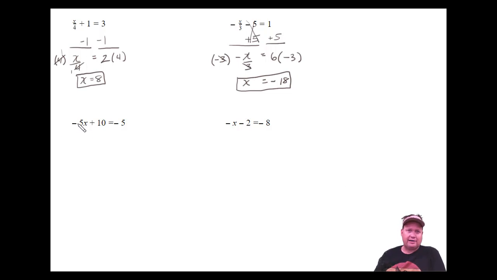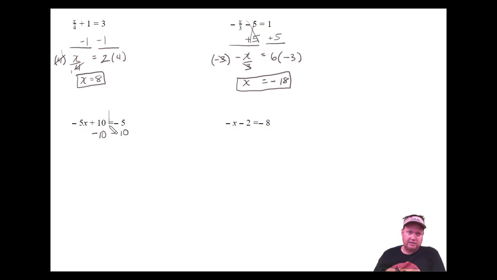Let's come down here. I recognize these last two both have a negative in front of the variable. So my last step is going to be dividing by something that also has a negative. Let's get rid of the +10 first. The opposite of +10 is to take it away. And I'm going to do it once on each side of the equal sign.